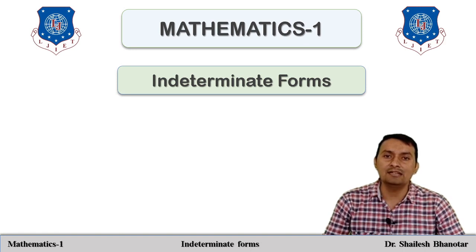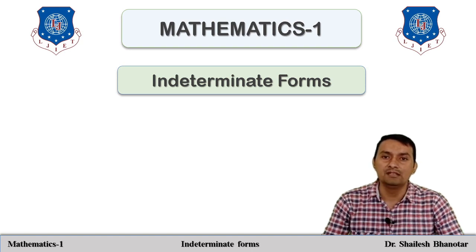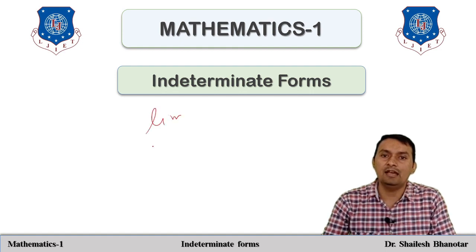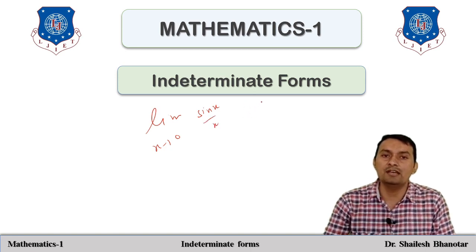In this video we start with a new chapter, indeterminate forms. So the first question that arises is, what are indeterminate forms? Suppose you are given the limit as x tends to 0 of sin x by x. But when we put x equal to 0, what are we going to get? That is 0 by 0. That means there is no conclusion. Such cases are known as indeterminate forms. That means we are not able to conclude what the limit of the given function will be.